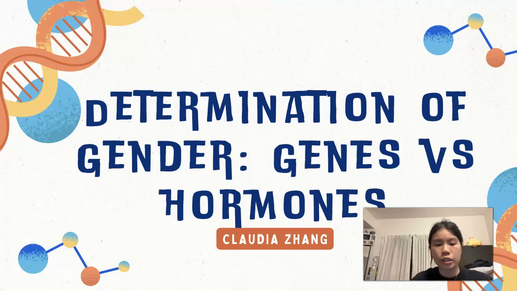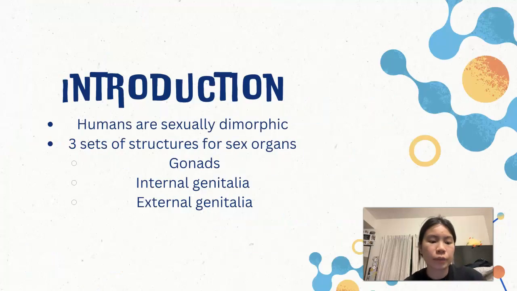But before we go into this, let's start off with a little intro. Humans are sexually dimorphic, which means that male and female organs are distinct from one another. And we have three sets of structures for sex organs, including the gonads. That's the first thing.